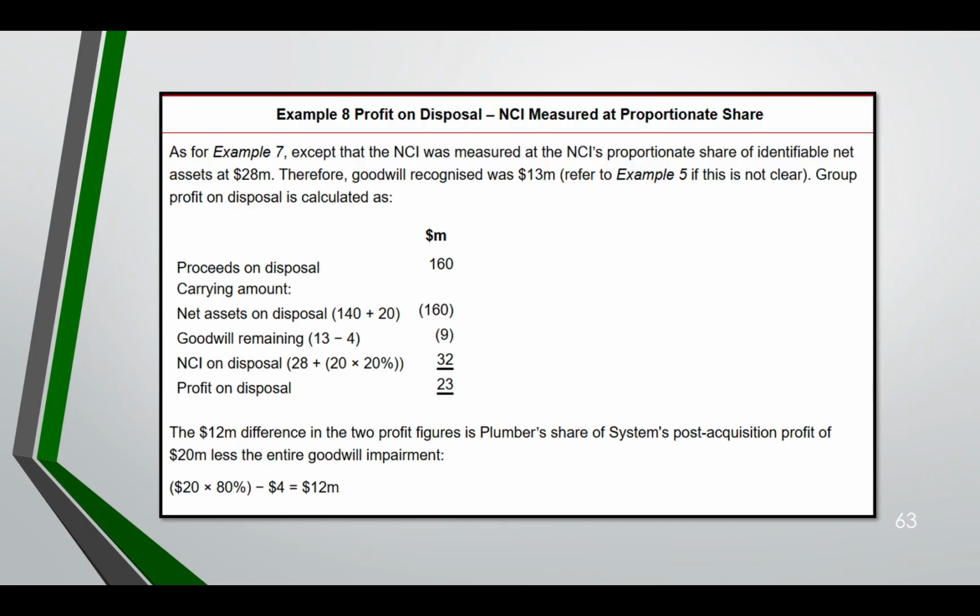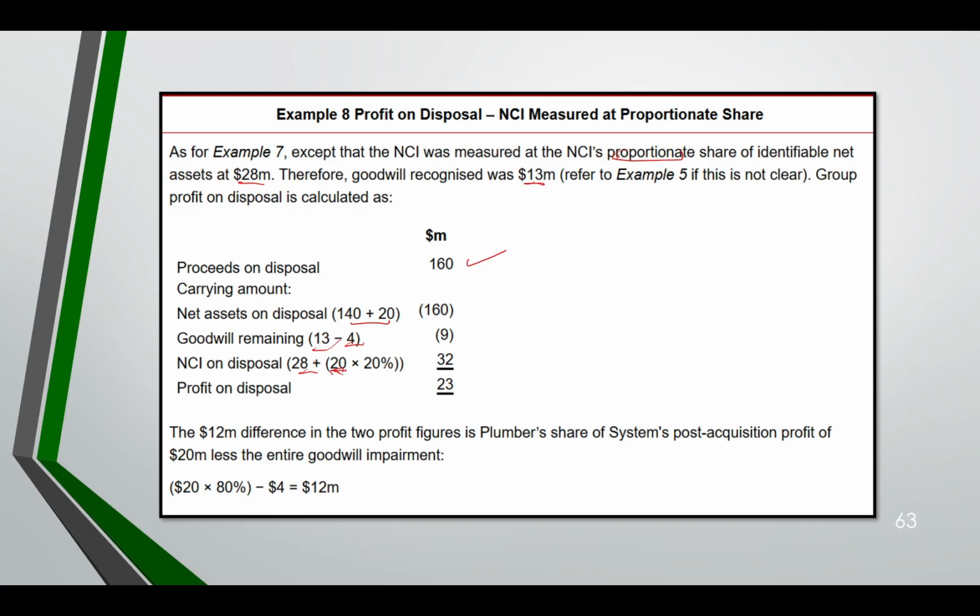Now, example 8. So as for example 7, except this time NCI is measured at the proportionate method. Goodwill is now 13 million. Okay, everything, proceeds is 160, same. Net asset is also same. Now goodwill is 13. Impairment remains 4. NCI this time they have given 28, and this is the profit.